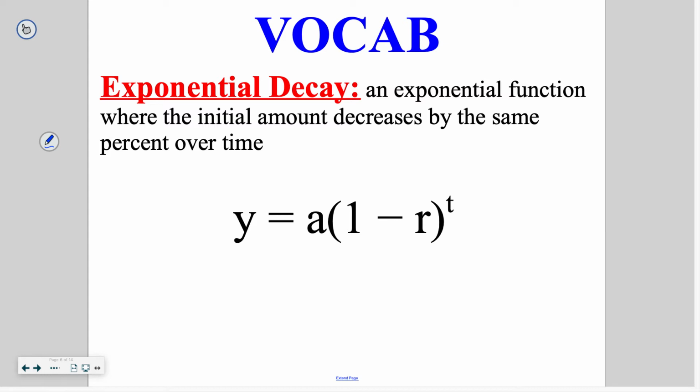The next thing we're going to look at is the exponential decay function. This is the exact same idea as the exponential growth function, except now we are decreasing. So we still have our starting amount, we still have our rate, which still needs to be in decimal format, and we still have our variable standing in the exponent for our amount of time.